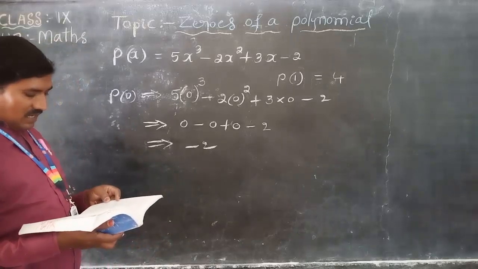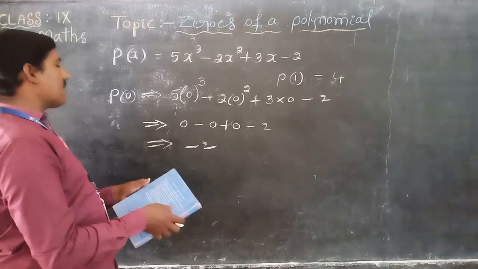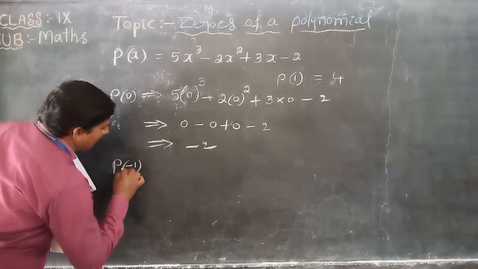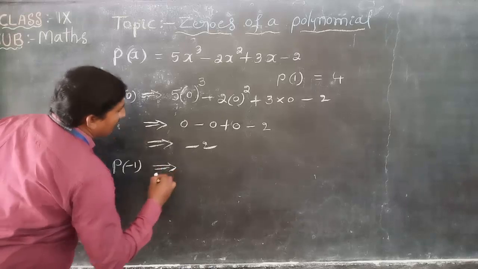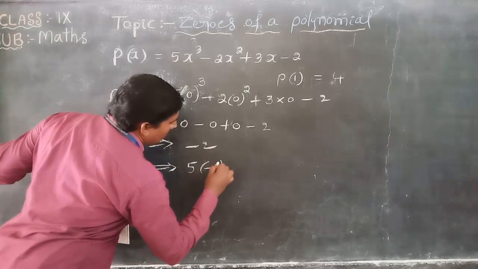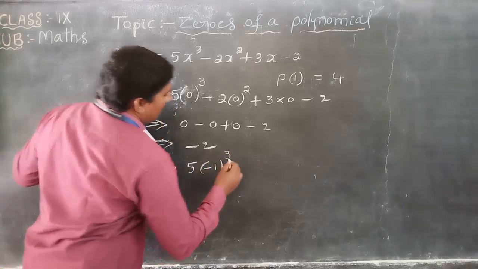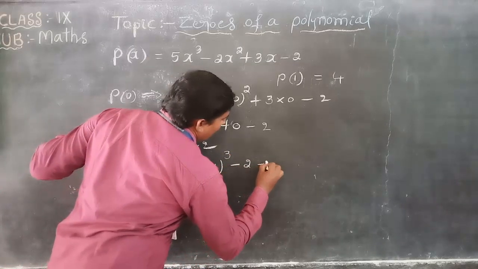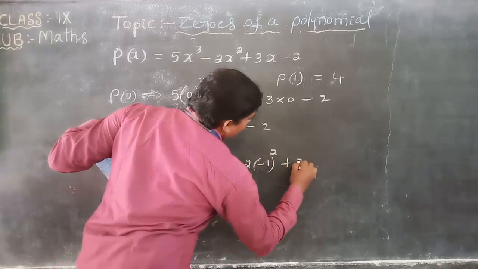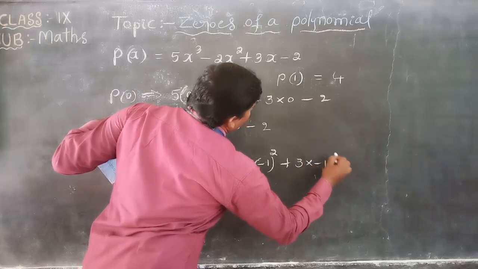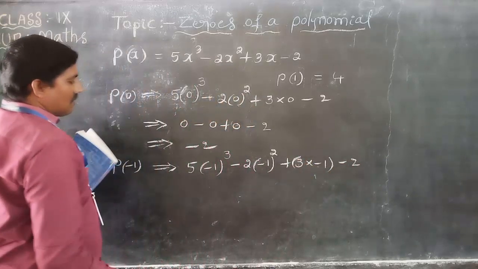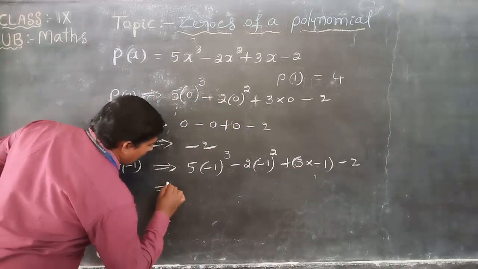And also see here, maybe p of minus 1. Substituting minus 1, we will get p of minus 1 equal to 5 into minus 1 whole cube, minus 2 into minus 1 whole square, plus 3 into minus 1, minus 2. Keep the negative values in brackets. Okay, see here, again we are getting confused.